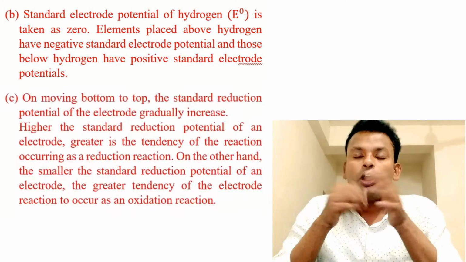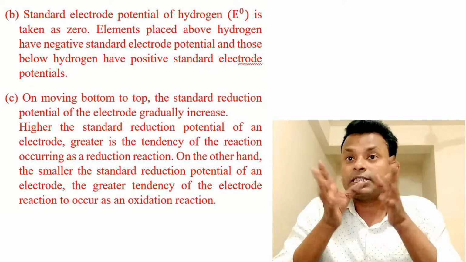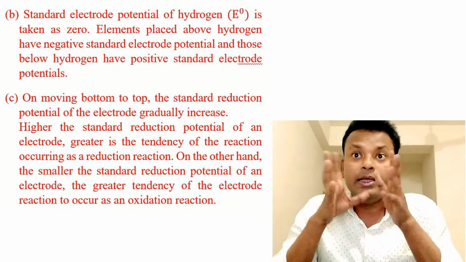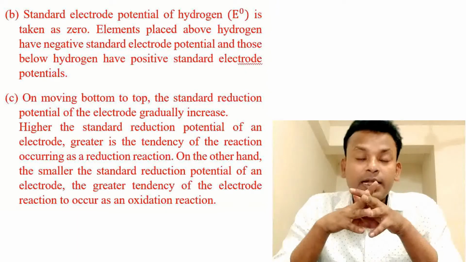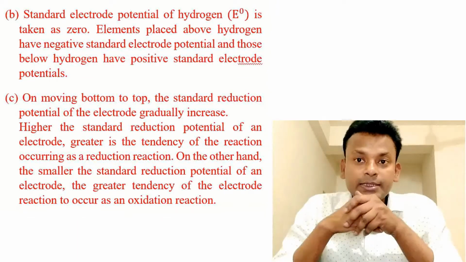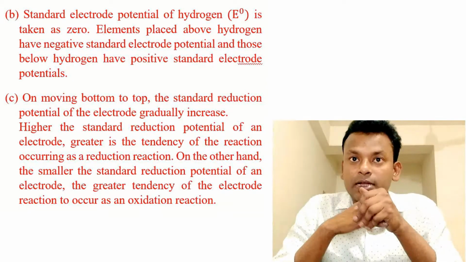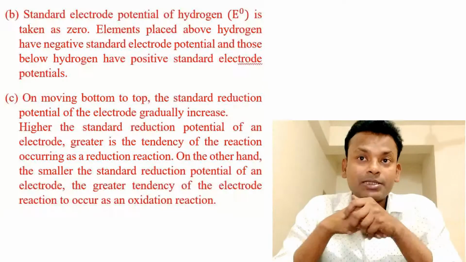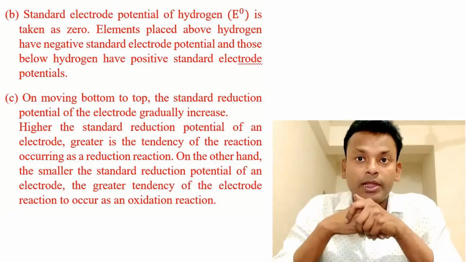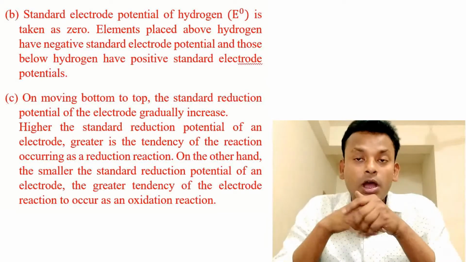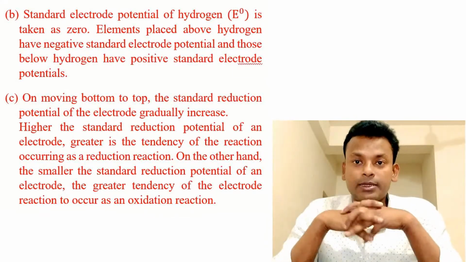Point C. On moving from bottom to top, the standard reduction potential of the electrode gradually decreases. The higher the standard reduction potential of an electrode, the greater is the tendency of the reaction to occur as a reduction reaction. On the other hand, the smaller the standard reduction potential of an electrode, the greater the tendency of the electrode reaction to occur as an oxidation reaction.